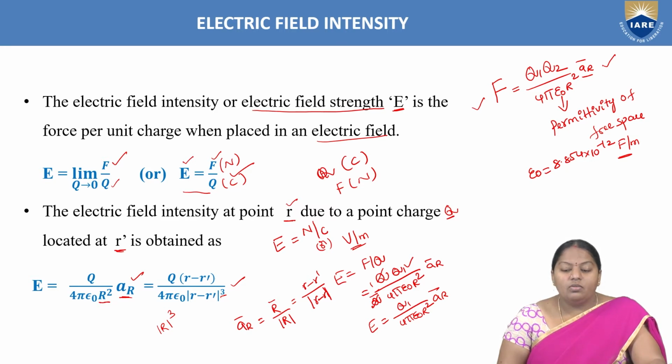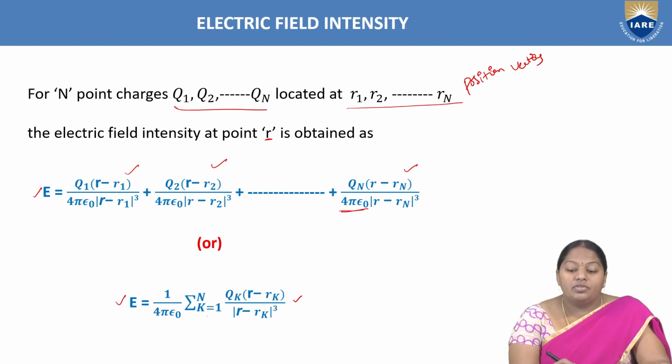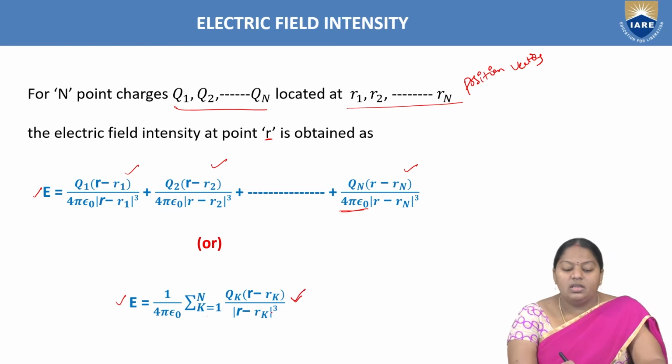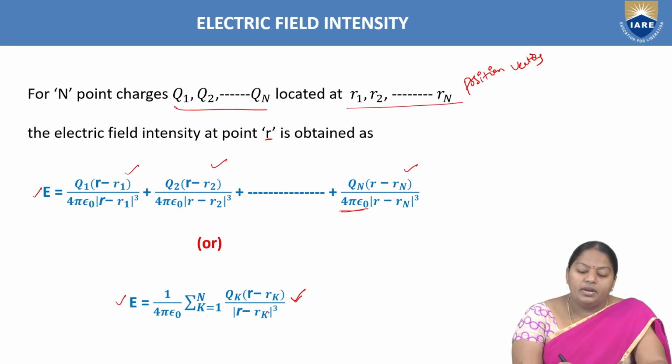Then instead of having only two charges, if we have n number of charges and n number of position vectors, the generalized equation for the electric field intensity E is given by 1 by 4 pi epsilon naught summation of k equal to 1 to n, Qk into (r minus rk) by modulus of (r minus rk) whole cube. So how do we find the magnitude of this?